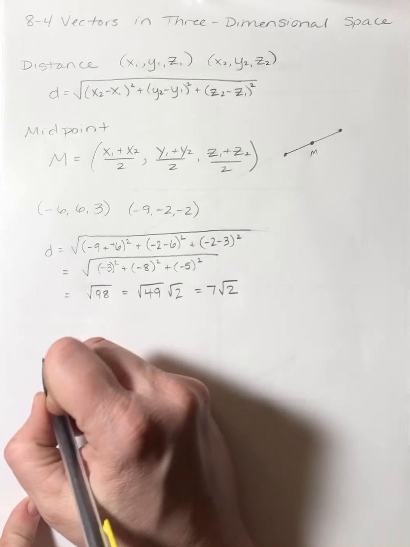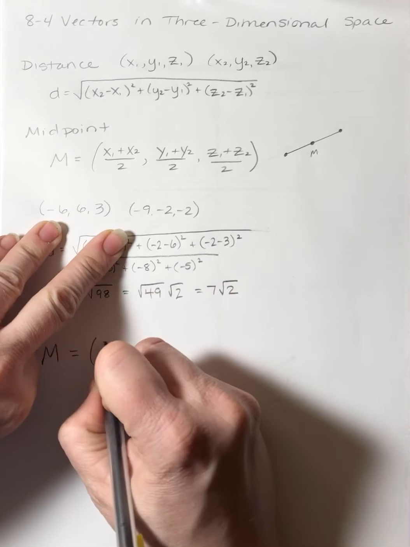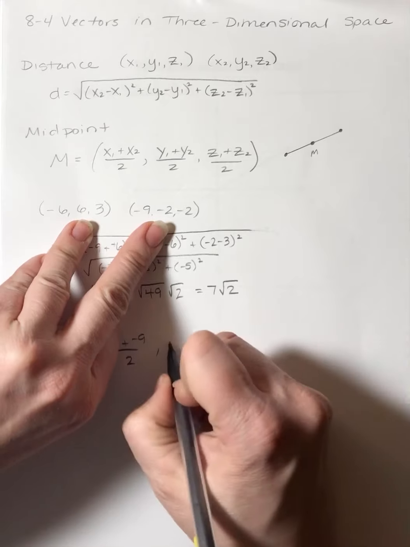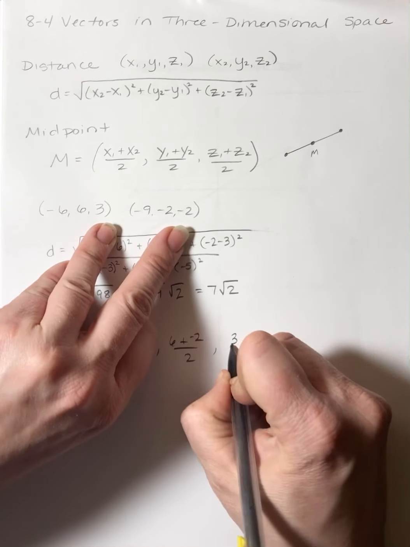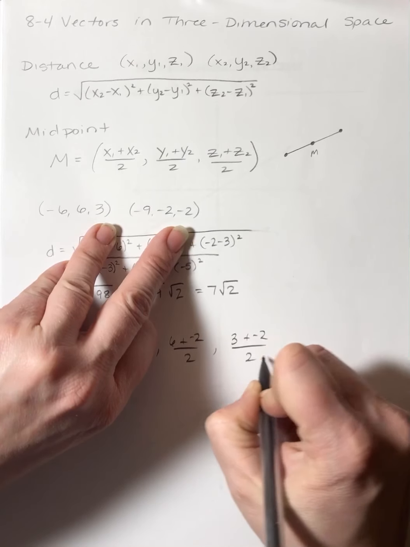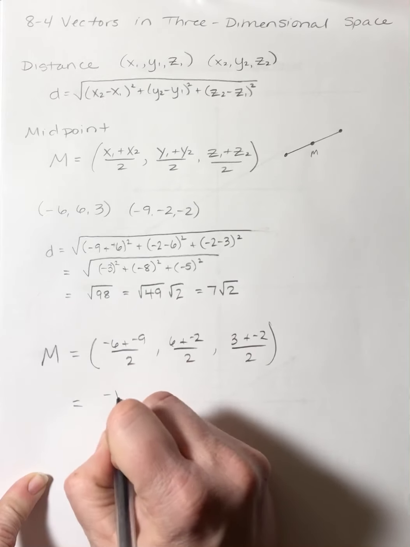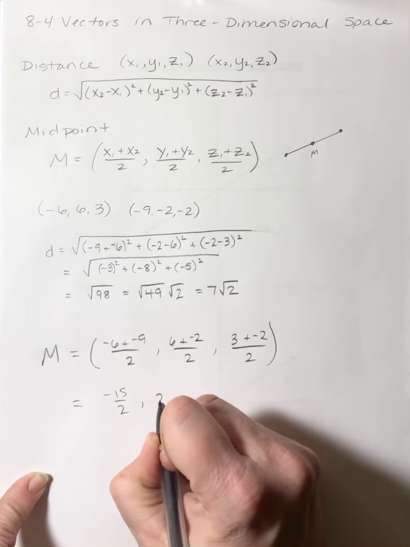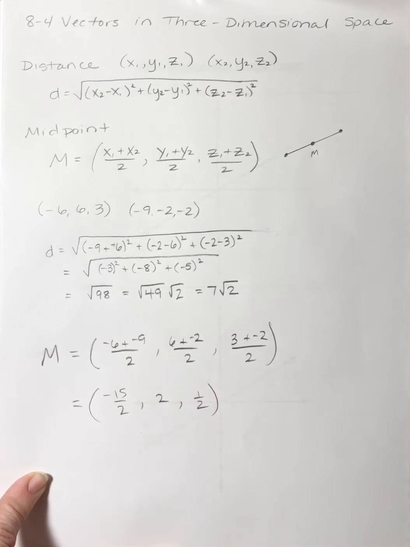Midpoint, I find the average, -6 plus -9 divided by 2. The average, 6 plus -2 divided by 2, and the average, 3 plus -2 divided by 2. So my midpoint is going to be at a -15 halves. This is going to be at 4 halves, or 2, and this is going to be at 1/2. And that's it. Okay.